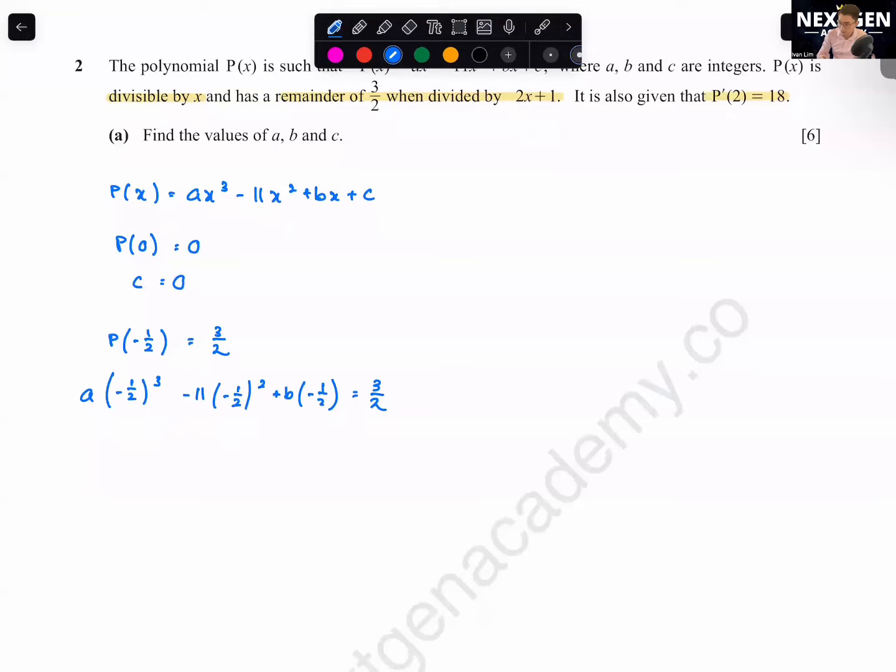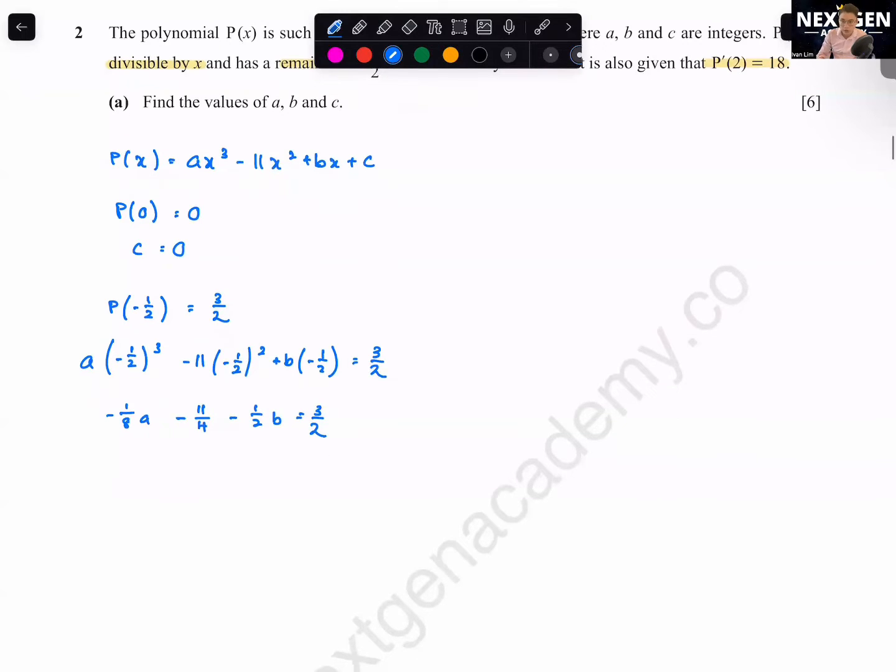Open up the bracket. You get negative 1 over 8 a minus 11 over 4 minus 1 over 2 b equals 3 over 2. Okay, let's organize it. Negative 1 over 8 a minus 1 over 2 b equals 17 over 4.